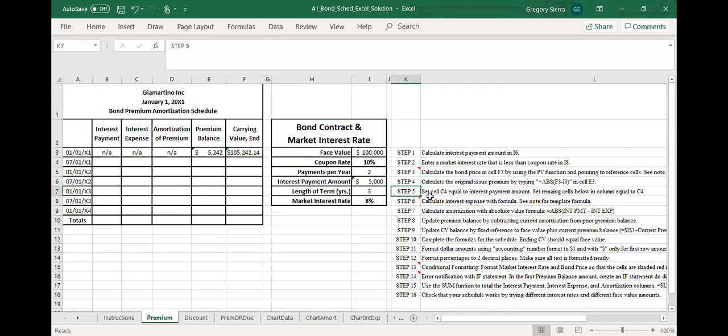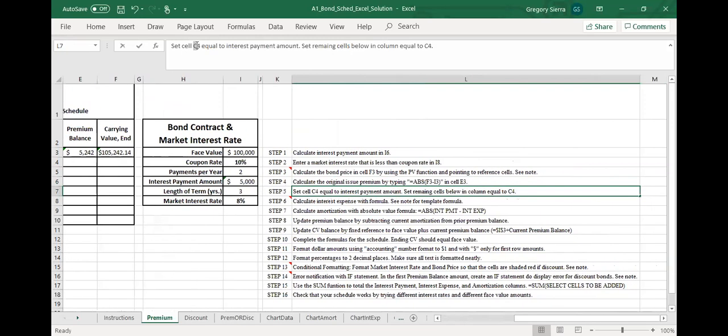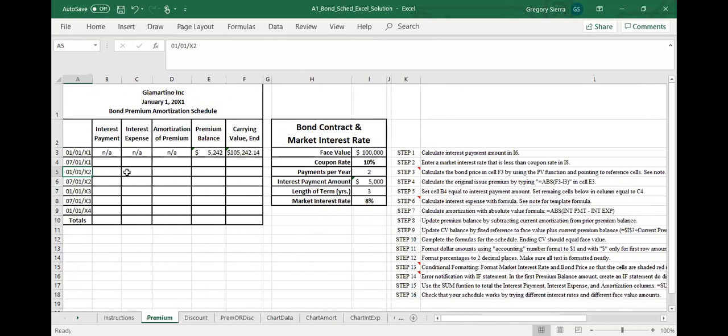Now we'll go to step 5. Set cell C4 equal to the interest payment amount. Oh, that should be B4. Let me change that, B4. Okay. B4, interest payment equals this amount. And then to make my life easy, all I'll do is say equal, they're all going to be 5,000. And then I can just copy this formula all the way down. There we go.